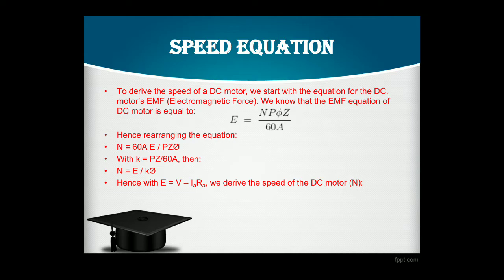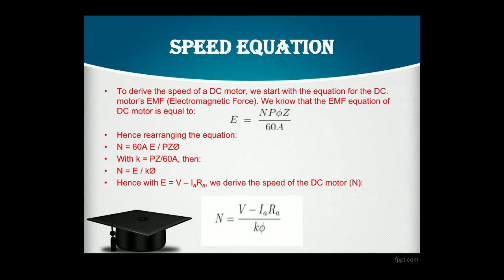So now we derive the speed equation of DC motor: N equals V minus IaRa by Kφ. That is the speed equation. That means the speed is directly proportional to the supply or applied voltage, and inversely proportional to the magnetic flux or the field current of the DC motor.